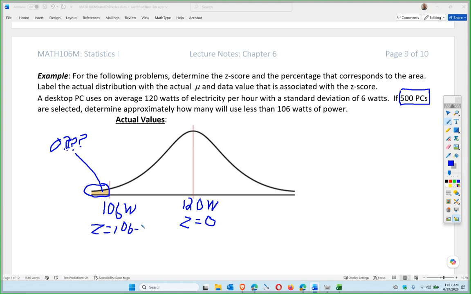If we did this, it'd be 106 minus 120, and it deviates by 6 watts, so z would be negative. It'd be negative 2.3 repeating, correct? All right, so let's figure out this probability here first.